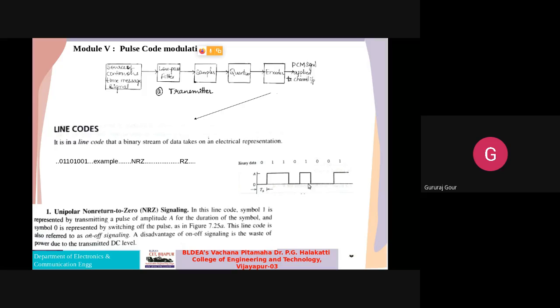That's why this is also known as on-off signaling. This method of coding, unipolar NRZ signaling, is also known as on-off signaling. The main drawback of this technique is the waste of power because of the transmitted DC level. Because we are transmitting plus A, which may be 5 volts or 2 volts, whatever. That is fixed. So that will result in loss of power because of the transmitted DC level.